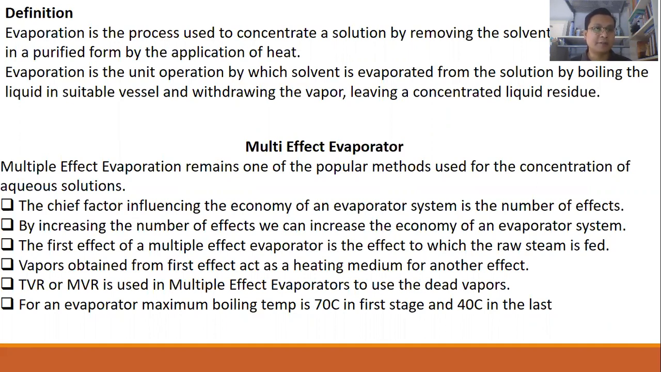So multiple effect evaporation remains one of the popular methods used for concentration of aqueous solution. So the chief factor influencing the economy of an evaporator system is the number of effects. So maybe based on the engineer's calculation, if we use a multi evaporator device, maybe we can get more efficiency in the HVAC system.